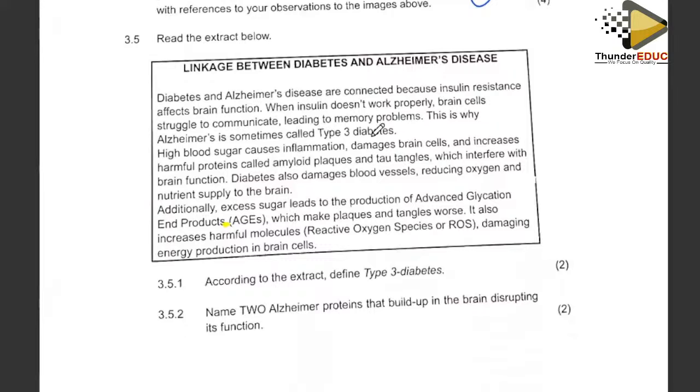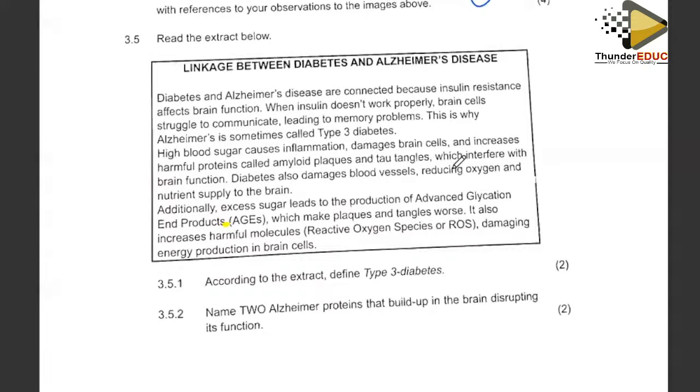Diabetes and Alzheimer's disease are connected because insulin resistance affects brain function. When the insulin does not work properly, the brain cells struggle to communicate, leading to memory loss. That's why Alzheimer's is sometimes called type 3 diabetes. High blood sugar causes inflammation, damages brain cells, and increases the harmful proteins called amyloid plaques.